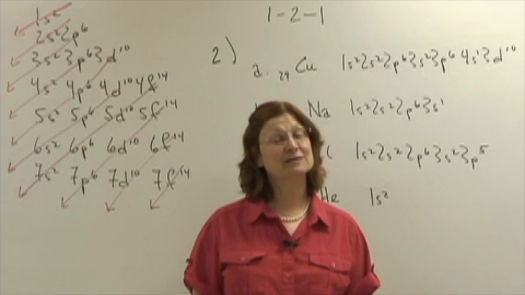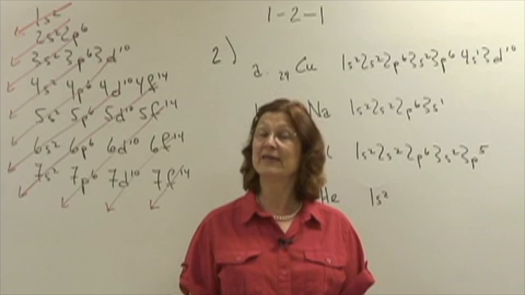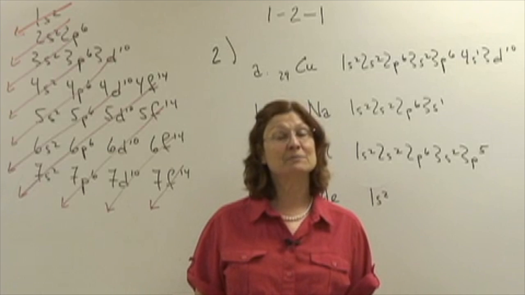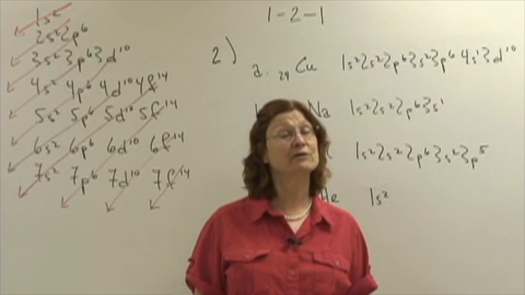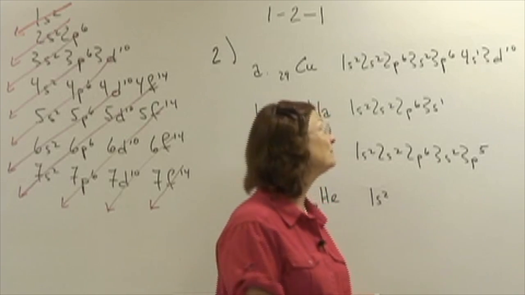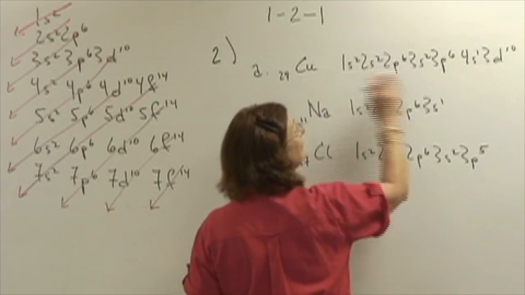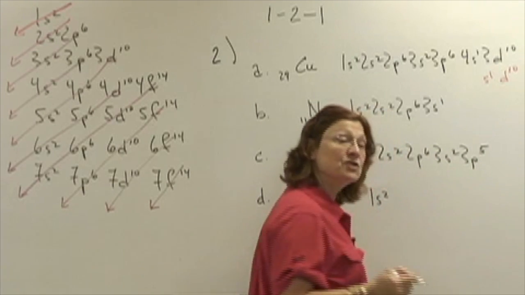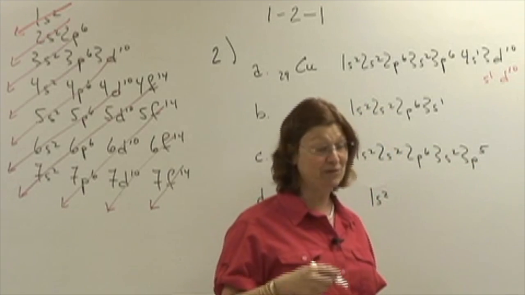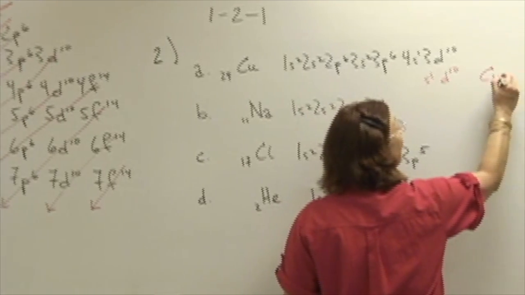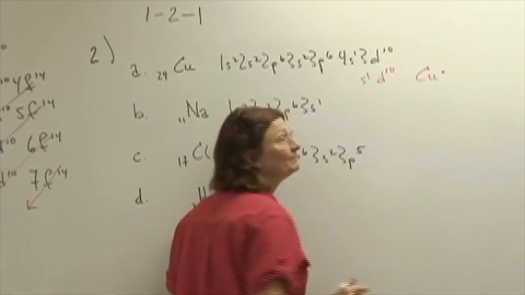Number 2 asks for a variety of different things. First of all, it asks for the dot diagrams. Well, I need to know the ending electron configuration. That's what's most helpful for me to know how many dots. Well, when I look at copper, I see that it ends in s1 and d10. And the dots are only the s and the p electrons. And therefore, copper will only have 1 dot.